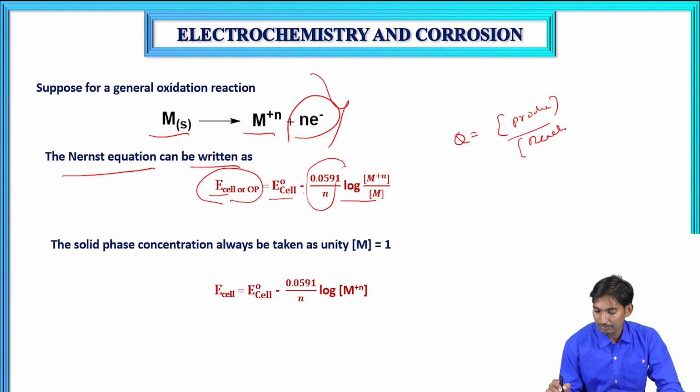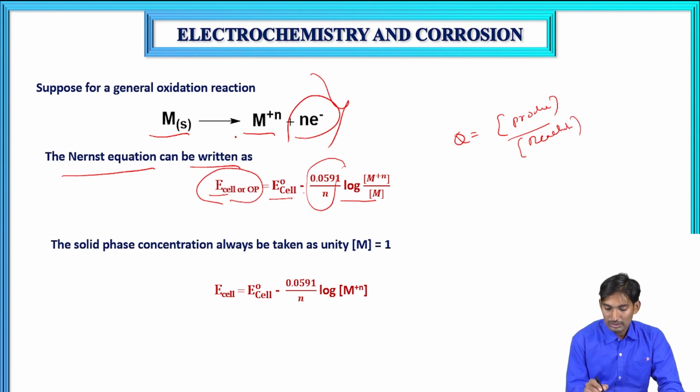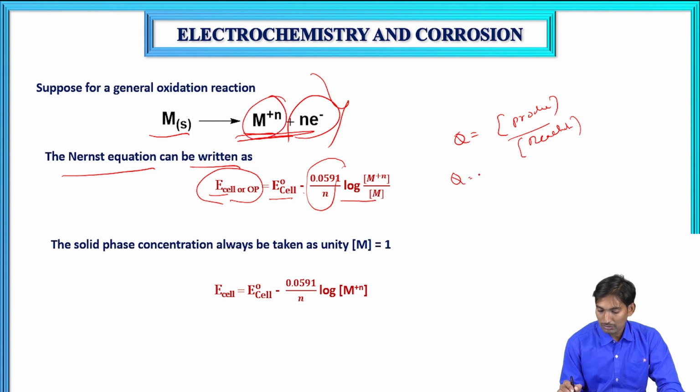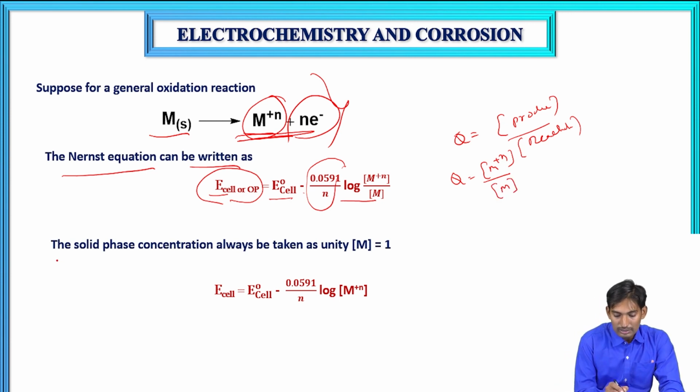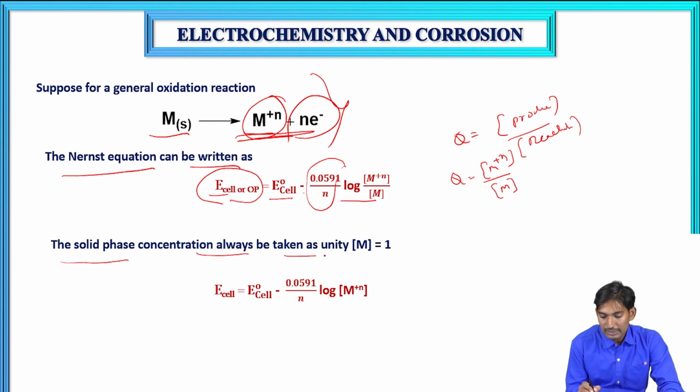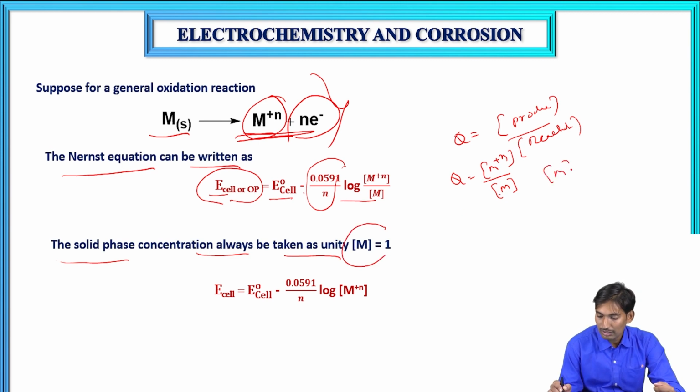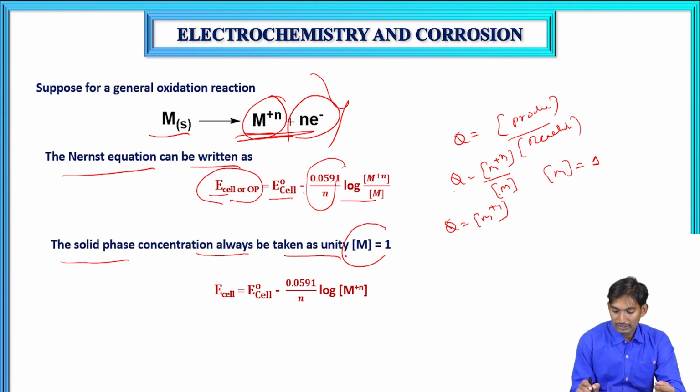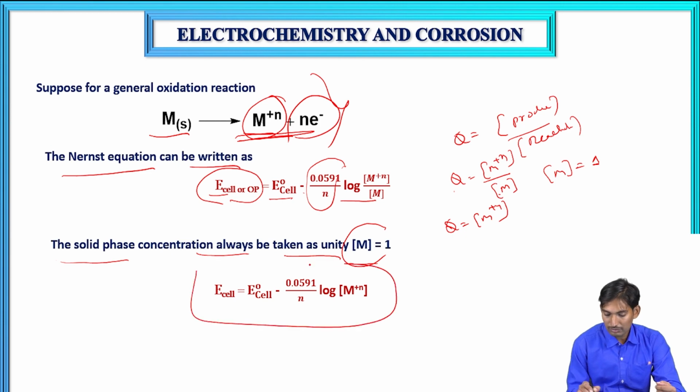Log Q is nothing but the concentration of product divided by the concentration of reactant. Here, the concentration of product is the concentration of M^n+ divided by the concentration of M. The solid phase concentration is always taken as unity. So for the concentration of M, I am taking 1. So Q becomes M^n+.